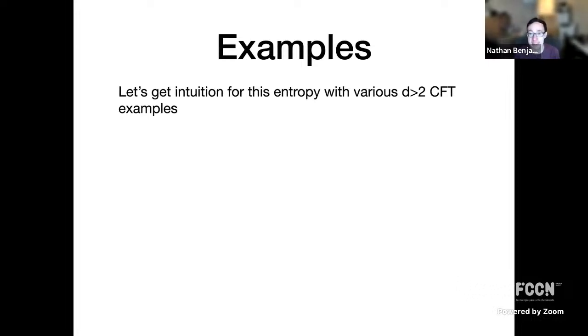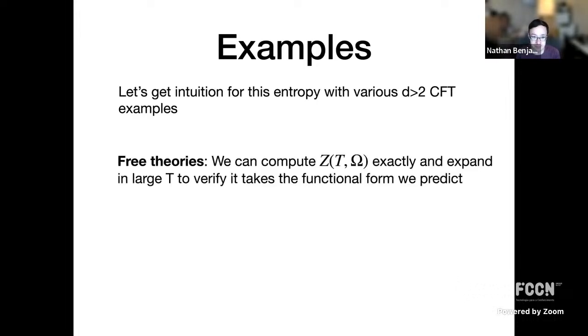Okay, so let's go through some examples to get some intuition of this for various d bigger than 2 theories. The first example I'll do is free theories. Here we can compute the partition function exactly and verify it takes the functional form we predict.